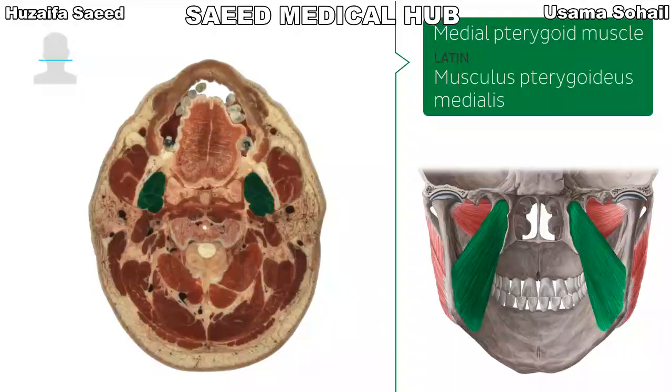In the cross-section, we can see that the Masseter muscle is located lateral to the ramus of the mandible, whereas the medial pterygoid is located medial to it. As we can see in this image on the right, this muscle is attached to the mandible. Its main action is to assist with elevating and protruding this bone.